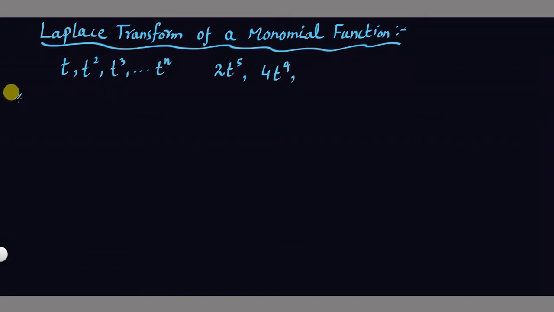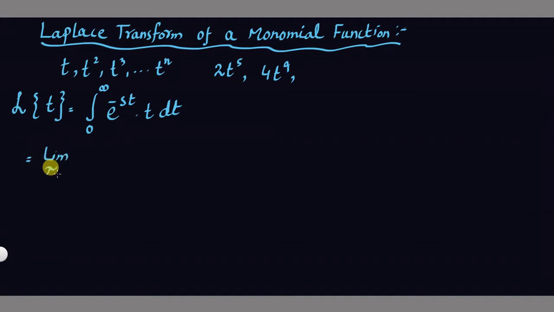Let's start with a very basic monomial. The first one is t. According to the definition of the Laplace transform, we will have this. The function f of t here is t, so we replace f of t with t, and we can use a limit to solve the integral. This integral is an improper integral.